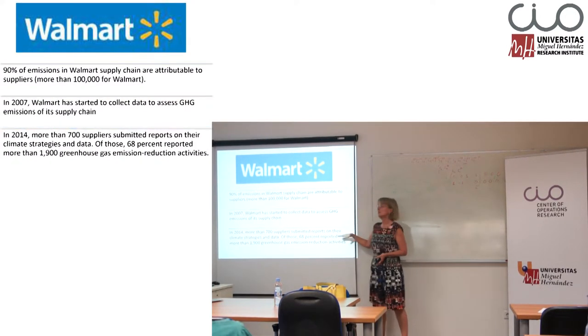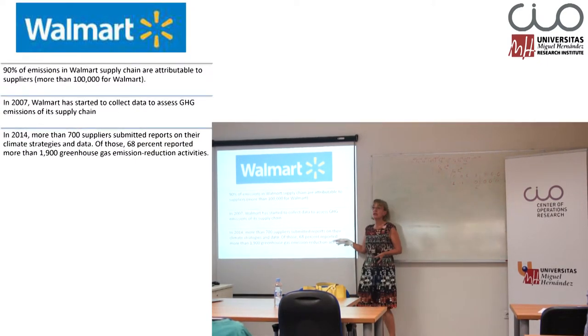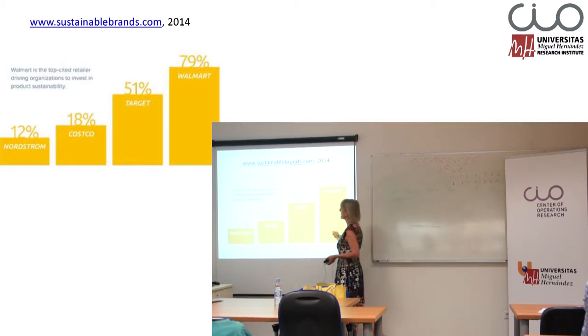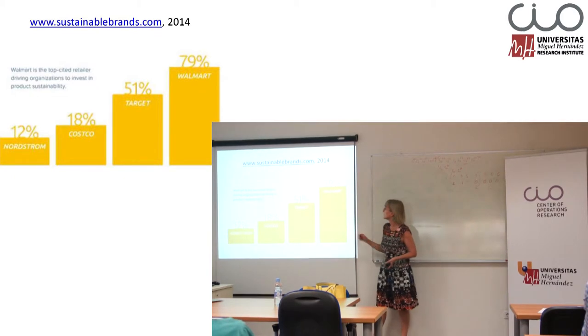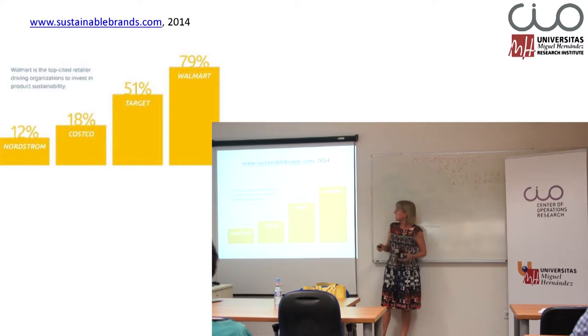So clearly some of these things can actually help cut your costs, because if you are more efficient, you generate less emissions, but you also lower your costs. Some of these may not directly reduce costs, but may have some other long-term goals that can be helpful. And these were from sustainable brands, so what they found when they talked to different suppliers was that Walmart was the one that most often encouraged and incentivized them to invest in reducing their carbon footprint. So it seems that it's a reasonable setting to use.